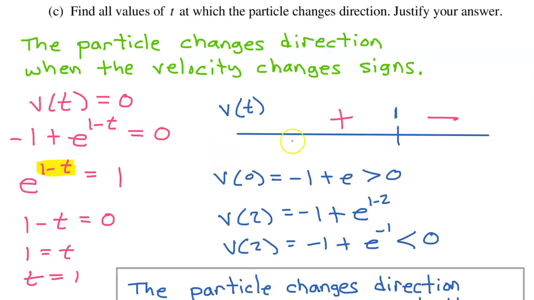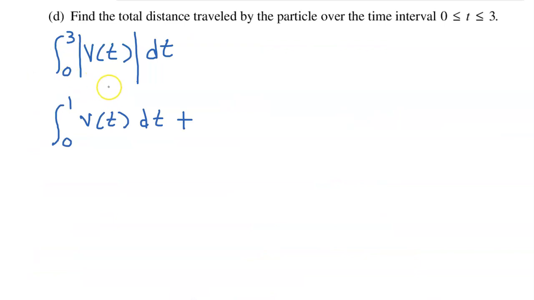Looking back at our work from part C, we remember that velocity is positive to the left of t equals 1. So from 0 to 1, the absolute value is not really doing anything. It's already positive. So we can just leave velocity alone and use the original equation from 0 to 1. We need to integrate from 0 to 3. So far, we've got the integral from 0 to 1, and we can leave the velocity alone because it's already positive. The absolute value is not doing anything.